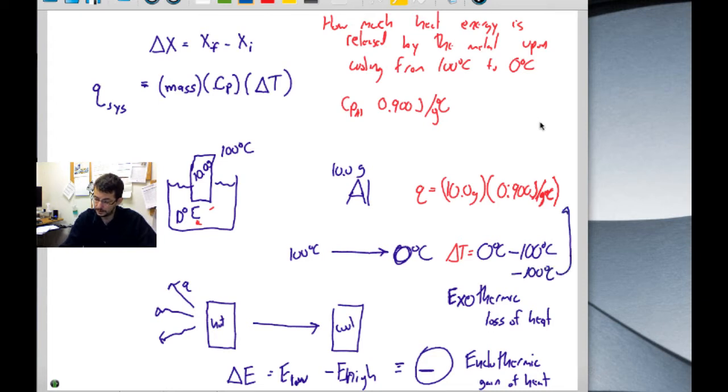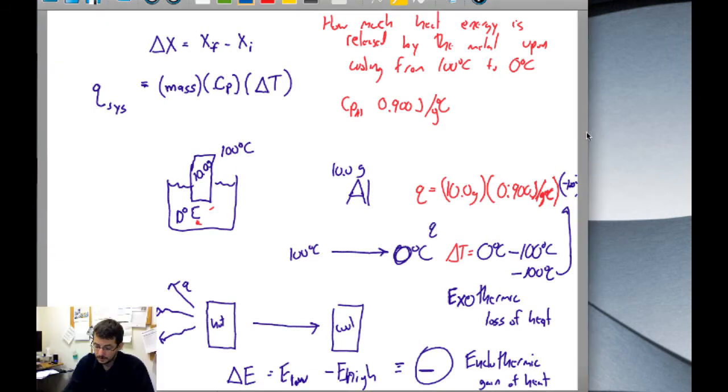Which we plug in here, negative 100 degrees, and we multiply that out and we get a Q. Q is equal to negative 900 joules. It says that the piece of aluminum has lost 900 joules.